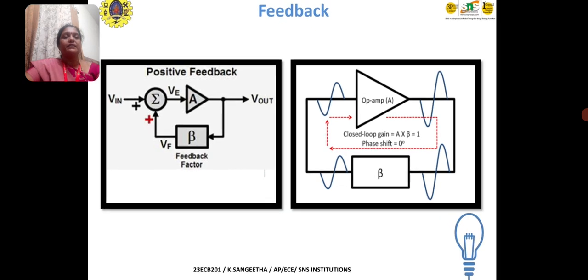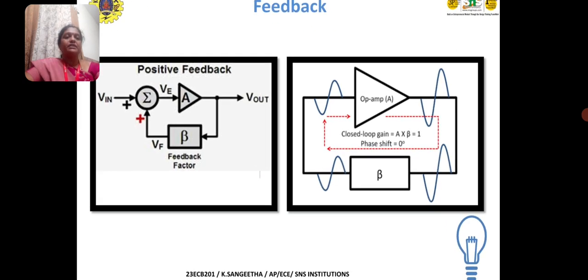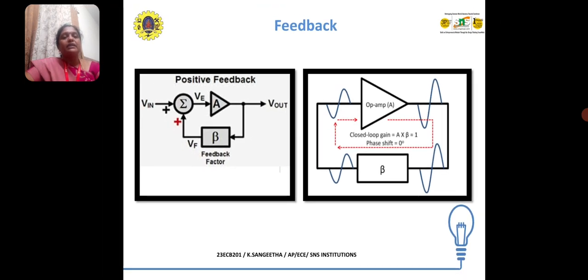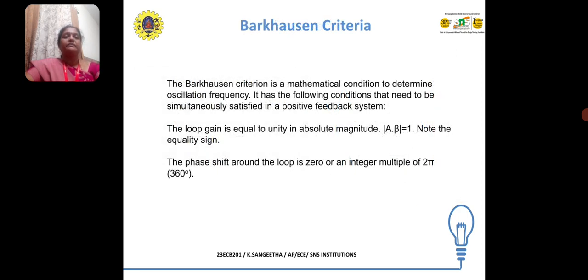Here it is clearly given. The input is given to the amplifier, and the main function of the amplifier is to strengthen the input signal. The output is given back to the feedback circuit, and finally it is fed back to the input and it is added. Here beta is the feedback factor, which represents how much signal is fed back. And so, Barkhausen criterion.